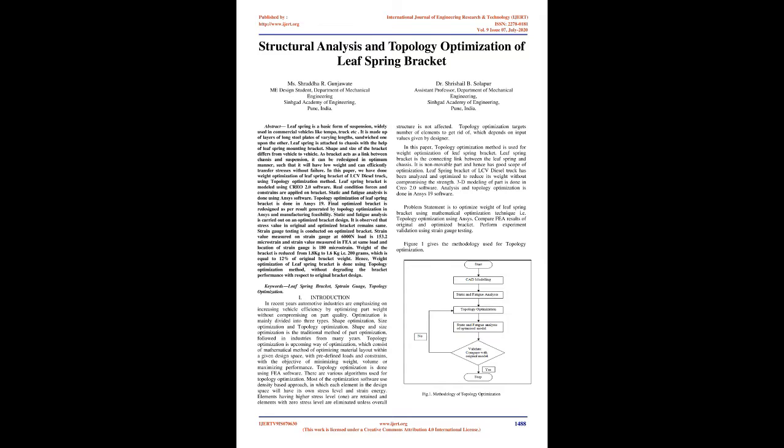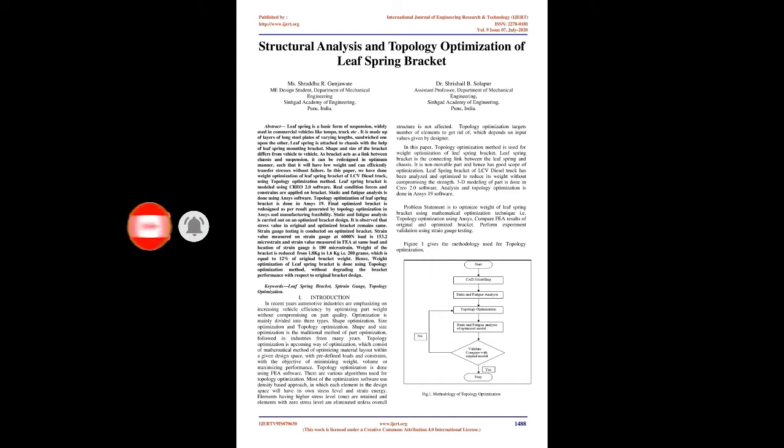Leaf spring bracket is modeled using CREO 2.0 software. Real condition forces and constraints are applied on the bracket. Static and fatigue analysis is done using Ansys software. Topology optimization of leaf spring bracket is done in Ansys 19. The final optimized bracket is redesigned as per the result generated by topology optimization in Ansys and manufacturing feasibility. Static and fatigue analysis is carried out on the optimized bracket design.